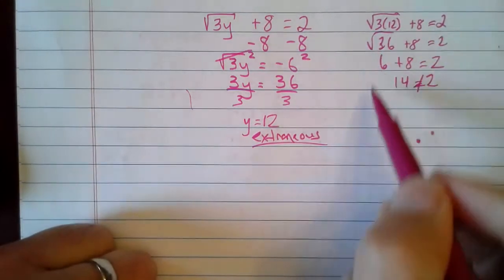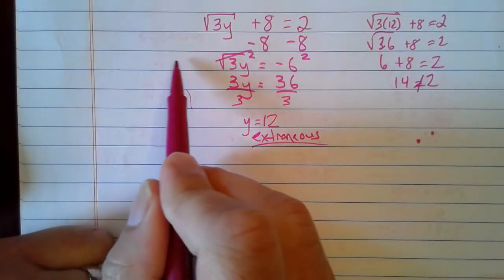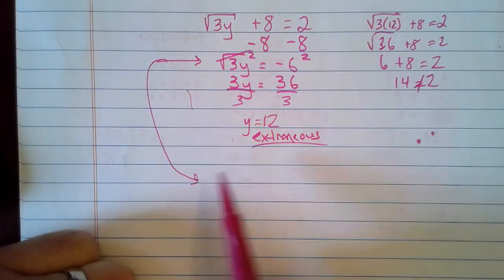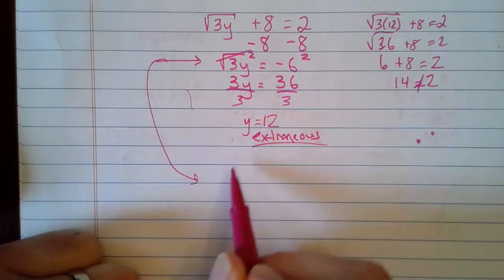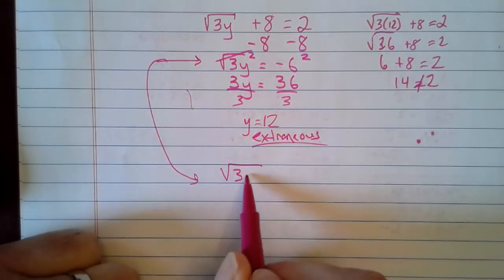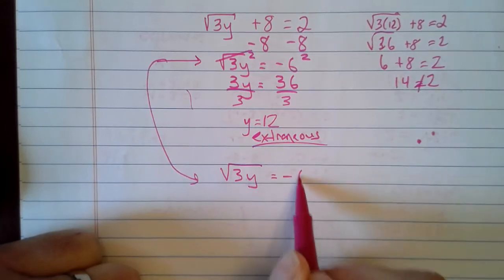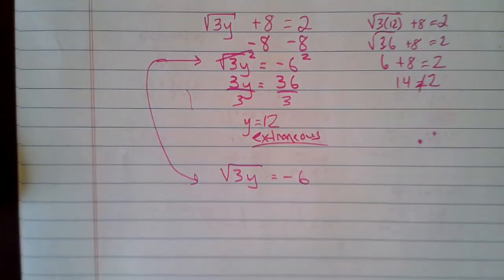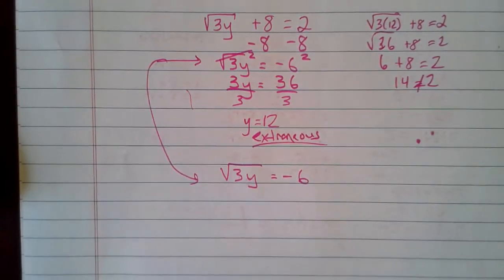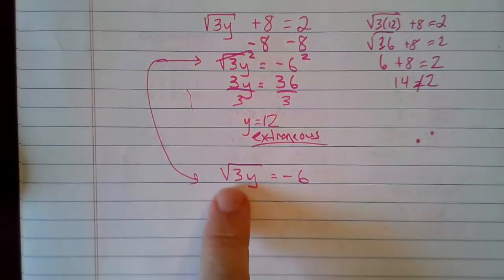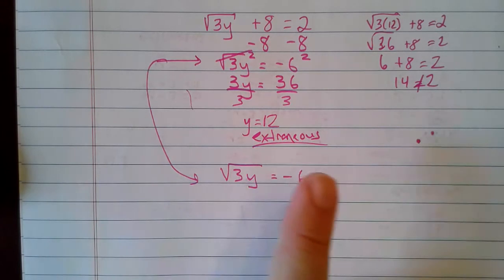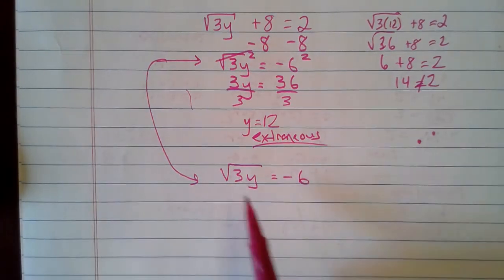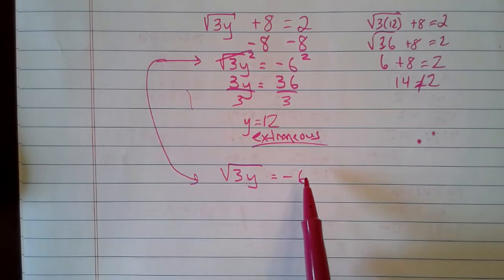Well, if we were to go back to this line right here, I'm going to rewrite that line here. We originally had the square root of 3y equals negative 6. So what that means is if I take the square root of something, I need it to equal negative 6. That is impossible to happen. We cannot take the square root of something and get a negative value.